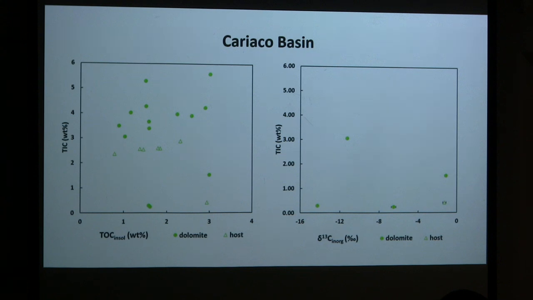Total organic carbon versus total inorganic carbon, no clear trend for neither dolomites nor host sediments. Comparing inorganic carbon isotopic data to total inorganic carbon weight percent, there's no clear trend.